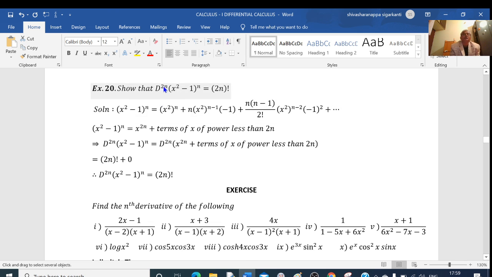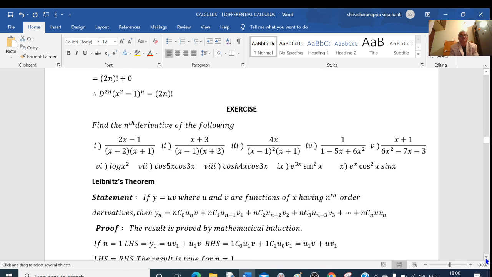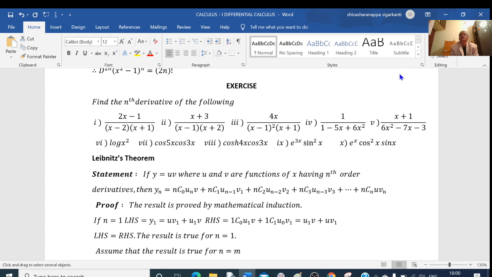So here the 2nth derivative of x^(2n) is nothing but (2n) factorial, plus here the powers are less than 2n, therefore they all become 0. So that is (2n) factorial plus 0. Therefore the 2nth derivative of (x^2 - 1)^n is equal to (2n) factorial. Okay, thank you. I will stop here.